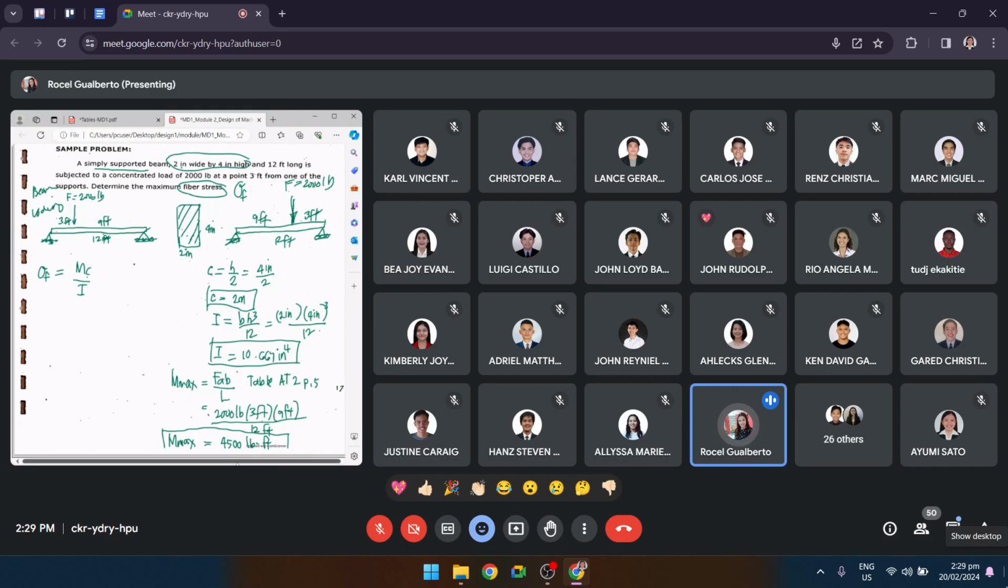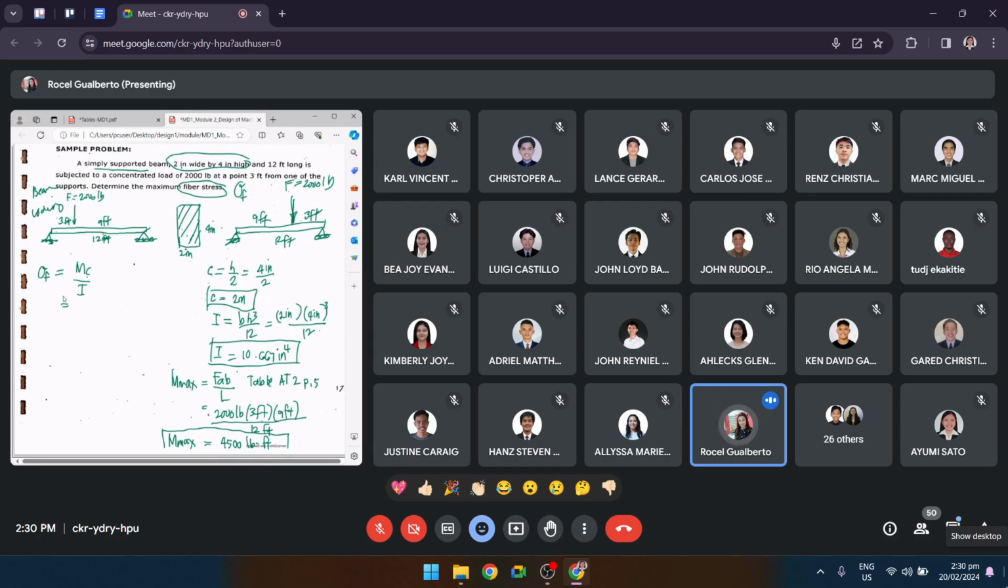Okay, 4,500 pound-foot. Even if your illustration is like this, that 3 feet would be from this end, from the right side, you will yield the same answer. It will simply be 2,000 times 9 feet, and then this would be your 3 feet. So it's a matter of having the values of A and B, but the final answer would simply be the same. So this is what you need, C, I, and M, for you to solve for the flexural stress.